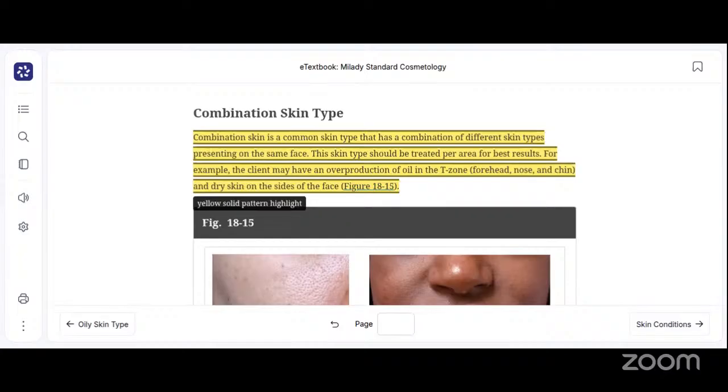So it is oily and dry. Every area should be treated. So you can't just say I'm going to treat it with this all over. That means you're neglecting the other part of the skin.